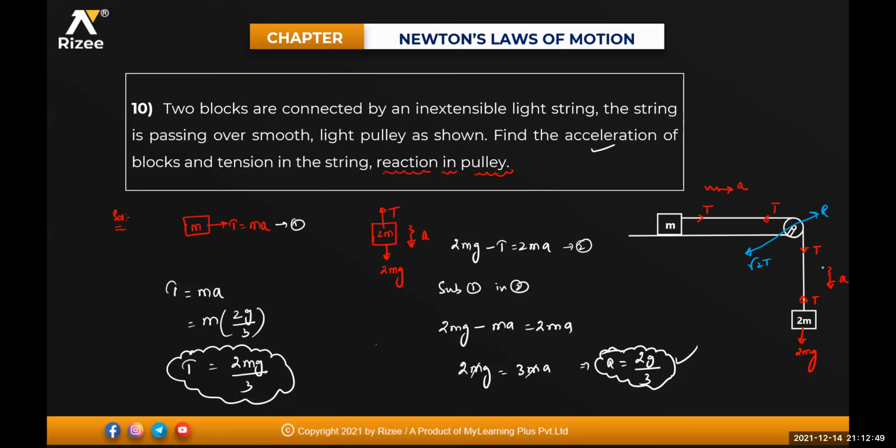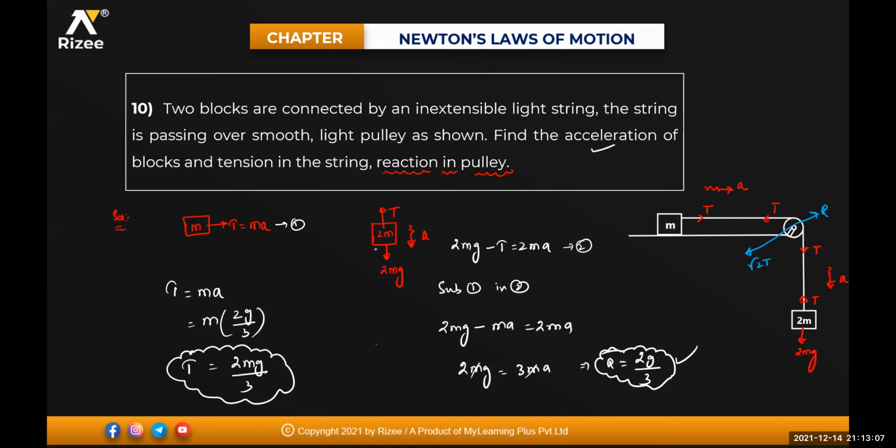So this m and 2m are connected by one single string. So tension at each and every point will be the same. If this body moves down with an acceleration a, this body also moves with the same acceleration in the forward direction. Tension here is T, this is T, this is T, and this is T, isn't it? So here it is 2mg in the downward direction.